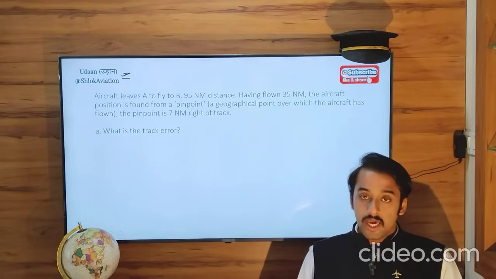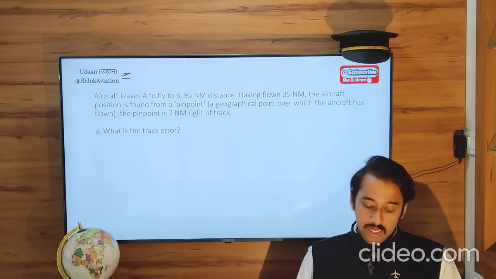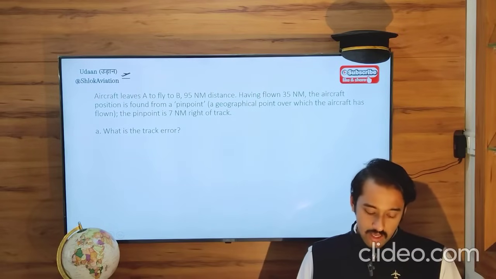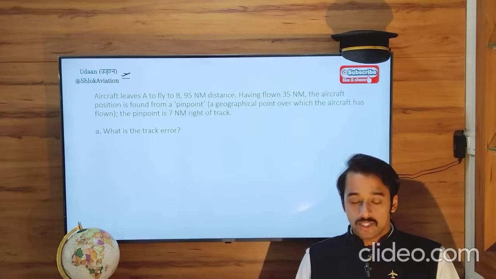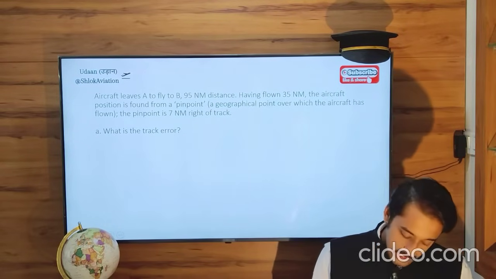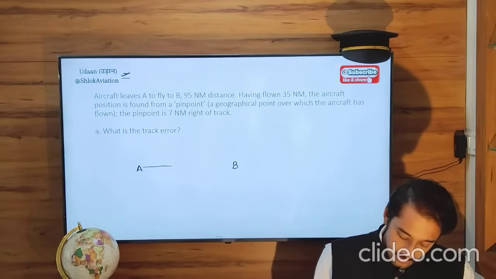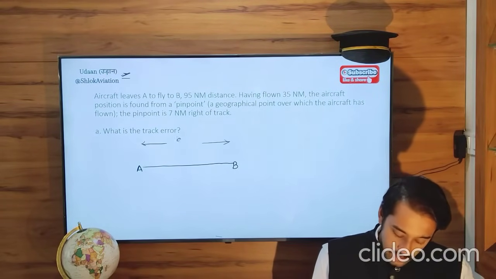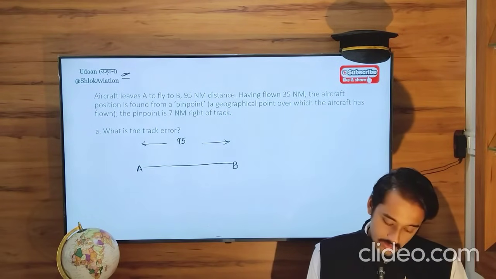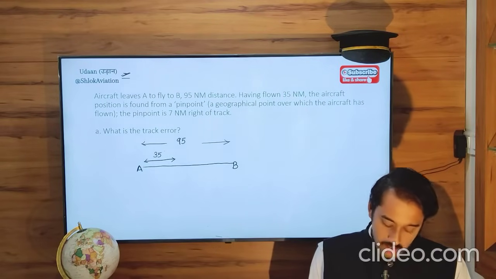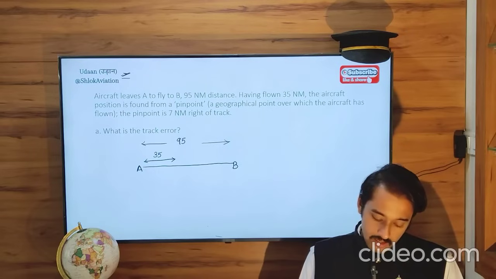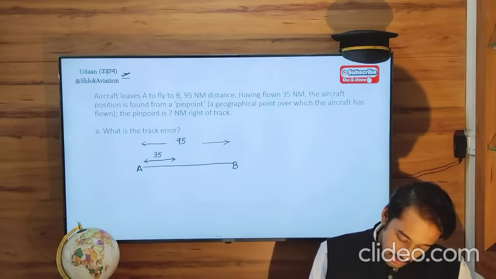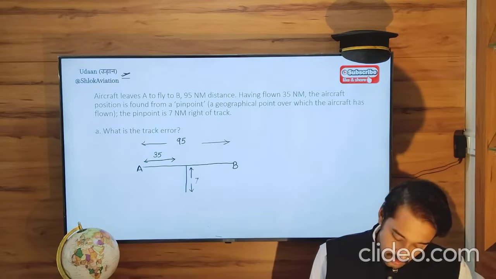Next question. Aircraft leaves A and goes to point B at 95 nautical mile distance. Having flown 35 nautical miles, aircraft position is found, which is 7 nautical mile to the right of required track. What is the track error? Okay, so let's draw this A and B. So AB, total AB distance is 95 nautical miles. Out of this 95, you have flown 35. And after flying 35 nautical miles, you are 7 nautical miles to the right hand side of the track.